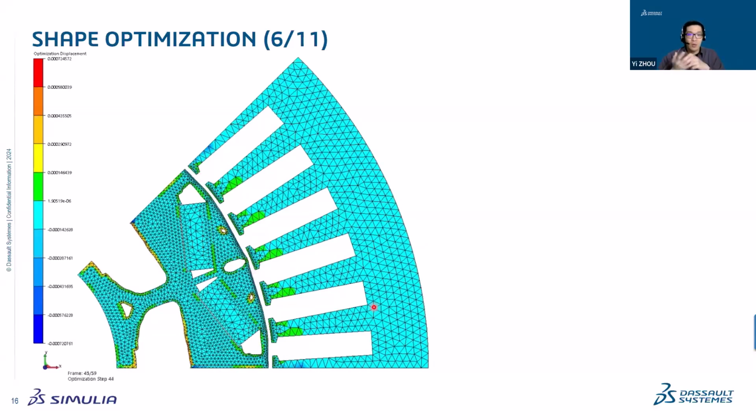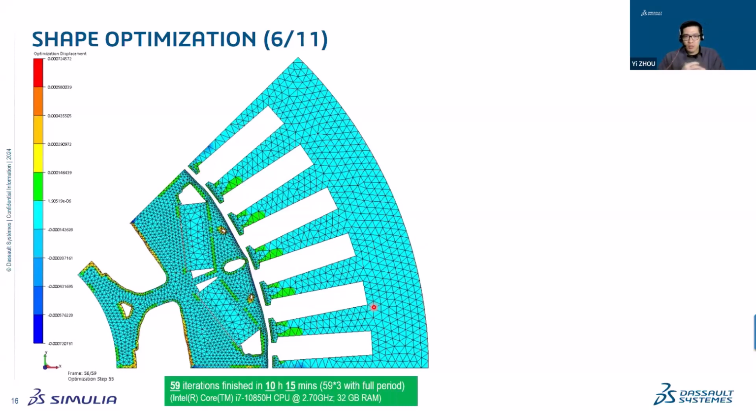So we have around 59 steps in the end. So it is really a little bit longer simulation. We finished in 10 hours. The reason is, unlike topology optimization where we only care about torque, for this optimization we care about Lorentz forces. For Lorentz forces, we have to simulate with the full period. We cannot simulate with 1/6 of the period. So this will increase the simulation time.